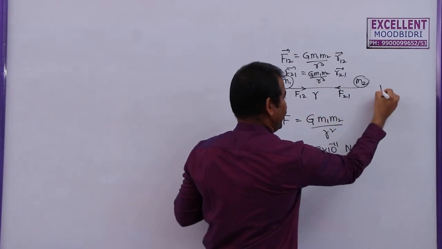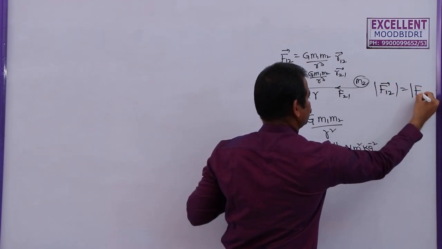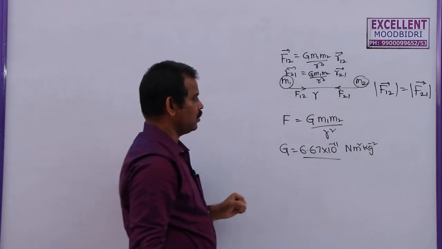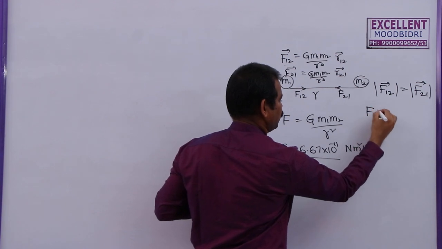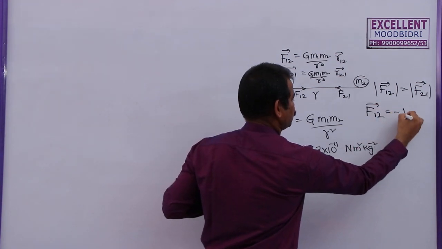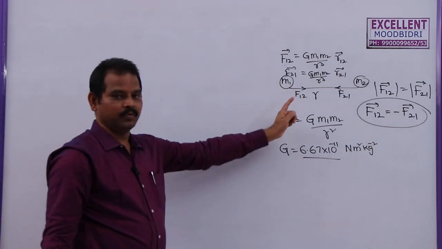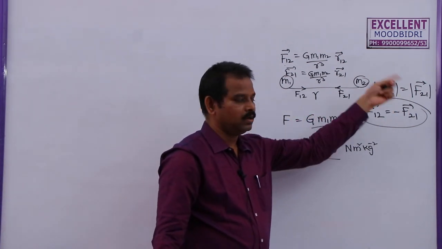You can see these two are acting in the opposite direction. That means the magnitude of F12 bar is equal to the magnitude of F21 bar. So their magnitudes are equal. But what about the direction? They are equal and opposite. So what can we write? F12 bar is equal to minus F21 bar. So these two forces are equal in magnitude but opposite in direction.